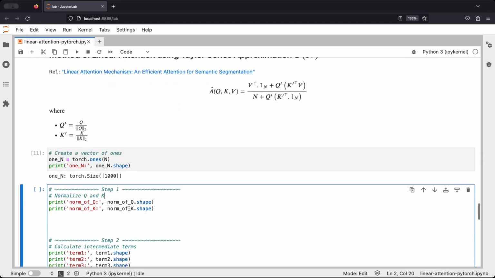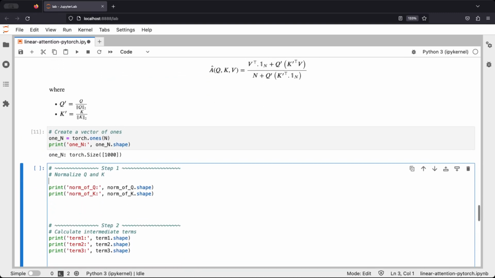Now we do this also in these 3 steps. So in step 1, we normalize q and k. So that is this q prime and k prime. So first we compute norm of q. That is the L2 norm of q. So we use torch.norm applied to q. And for L2 we use p equals 2. And we use dim equals 1. And we maintain the dimensionality using keep dim equals True.